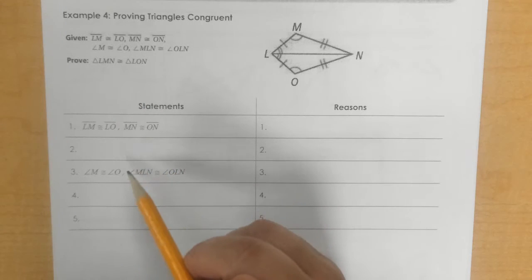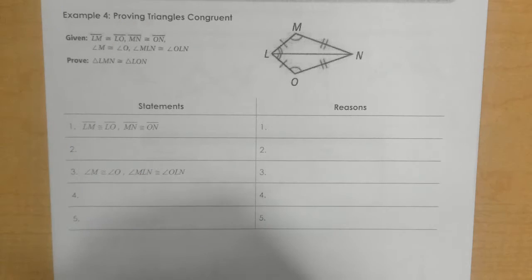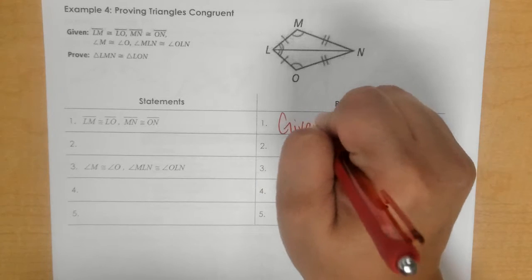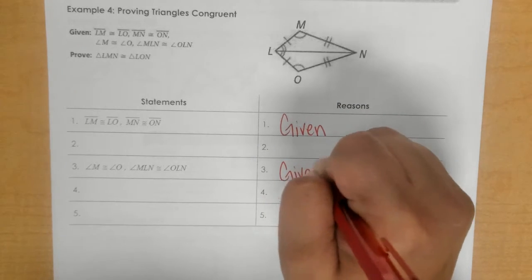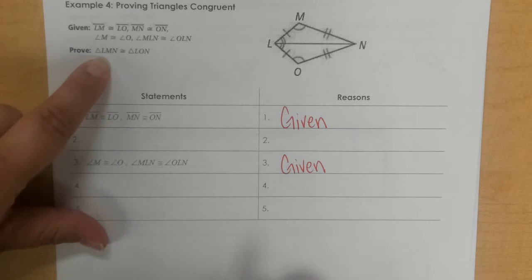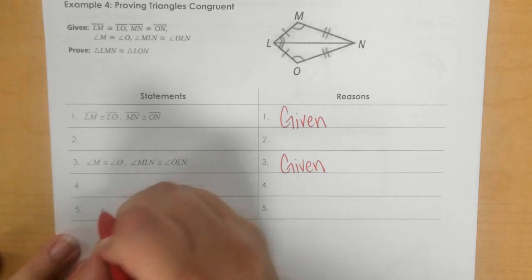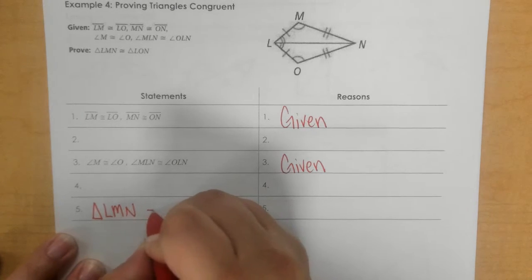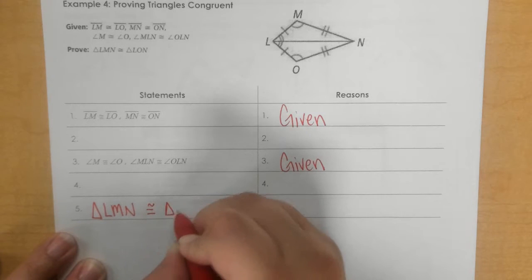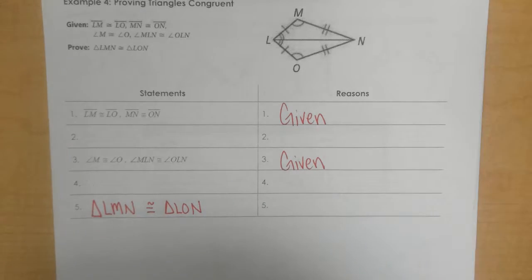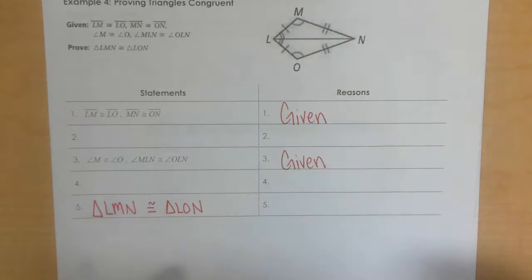It had these two parts that were given, so we can go ahead and fill in that these are given. And then lastly, we know that we are trying to prove that the triangles are congruent here. So I'm going to go ahead and list that down here in 5. So triangle LMN is congruent to triangle LON. We don't know why yet. I did those in red because those things we are given up here in this information.